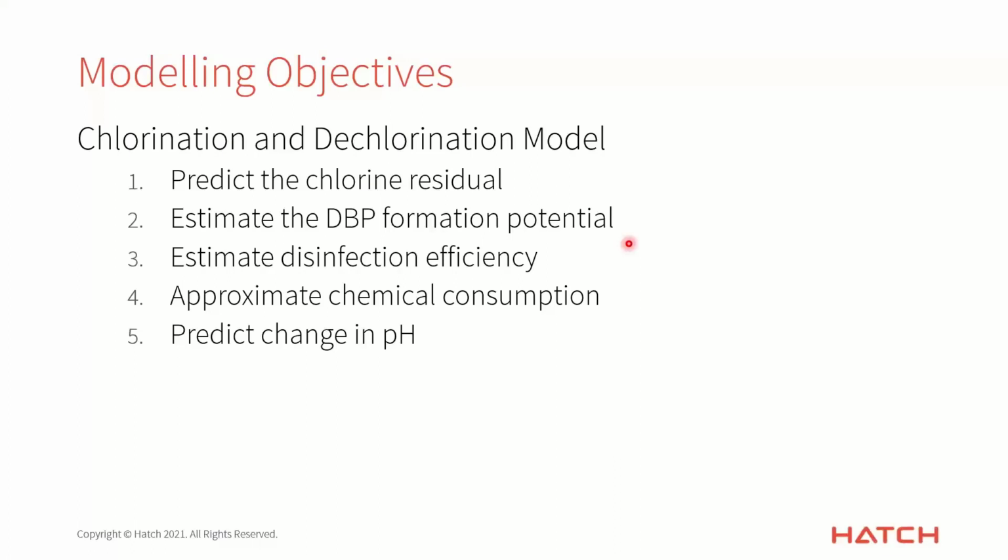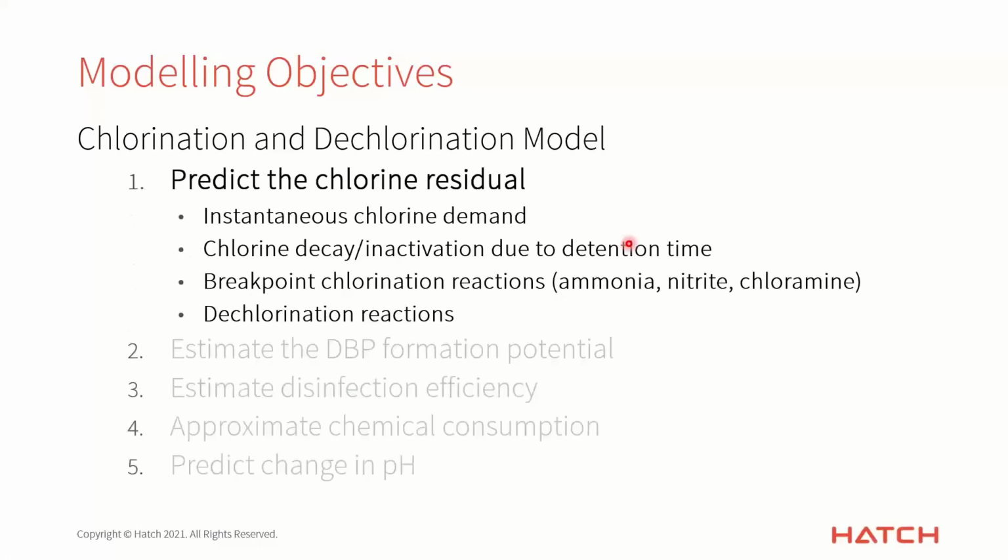So these are the prediction of the chlorine residual, the estimation of disinfection byproduct formation potential. We want to be able to estimate the disinfection efficiency. We want to be able to approximate the chemical consumption, and we need the model to be able to predict changes in pH. So now I'm going to spend a bit of time explaining how the model works and how it can be used to do all the things that we have here on the slide. The first of these is predicting the chlorine residual. There are 4 different sets of processes in the model for this.